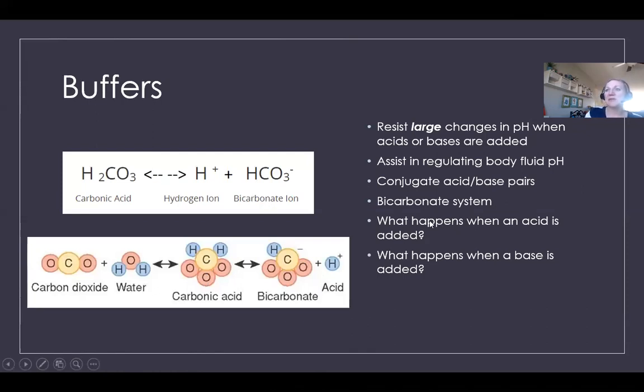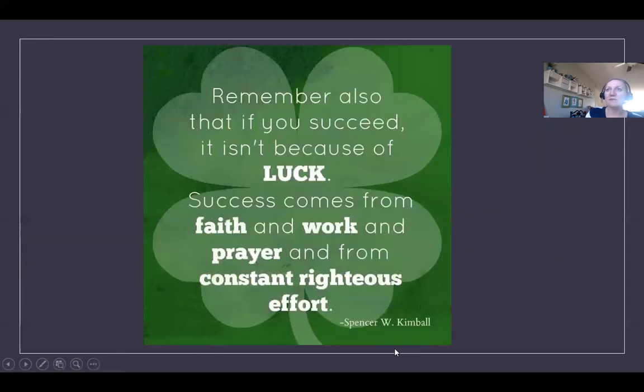So what happens when we add an acid? If we add an acid, then the reaction shifts this way. We get more carbonic acid. If we add a base, it's going to shift this way. So you can kind of review that.